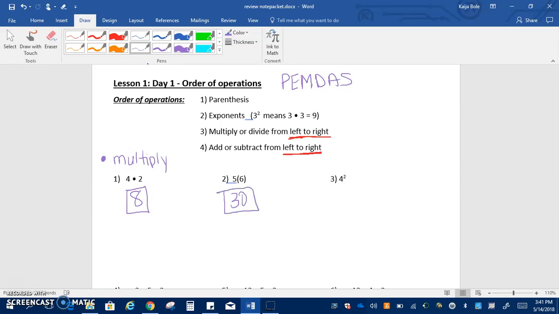Number 3 here we have exponents. So we have 4 to the second power, or 4 squared. So this would be 4 times 4, if you write it out. And 4 times 4 is 16. Okay, so those were all one step.